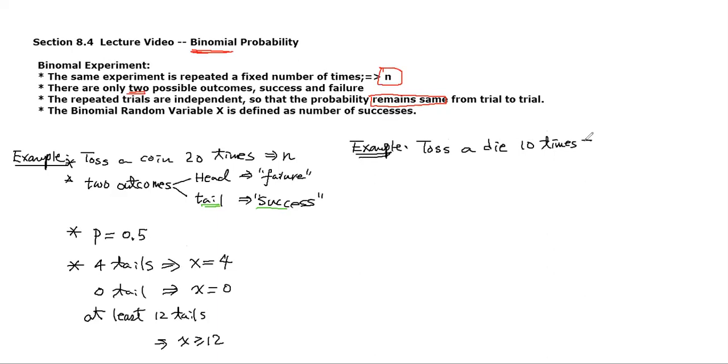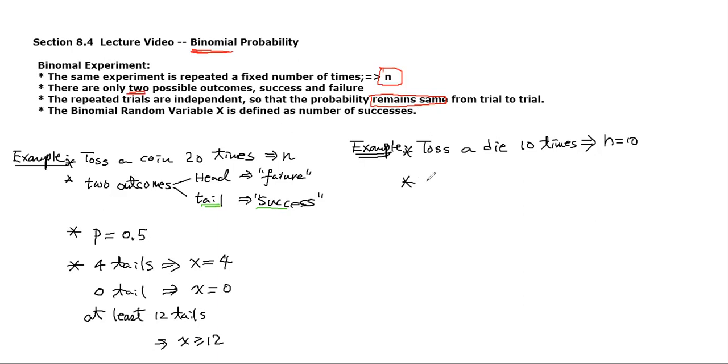Well, so in here, the first condition is satisfied, right? You toss a die 10 times, so n is equal to 10. Then the next one, we say we have 2 outcomes. You say, oh, no, a die has 6 faces, so I don't have 2 outcomes. Well, it depends on what you want to look for, right?